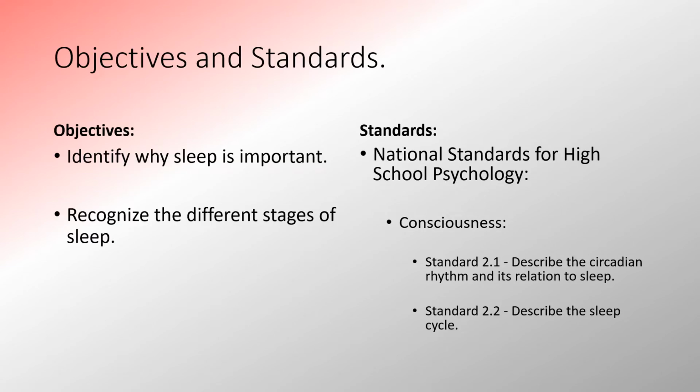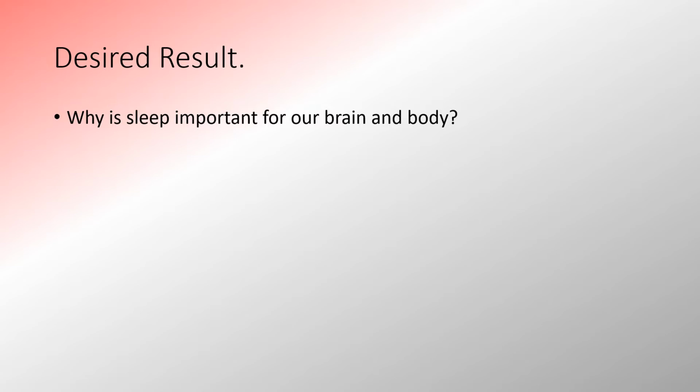So our objectives and standards: to identify why sleep is important, and to recognize the different stages of sleep. Take a moment there to look over the stages, please, or standards. And our desired result: why is sleep important for our brain and body? So think about some of the things we're going to talk about in the lesson today. Why is sleep important for our brain? How does it impact our brain? And why is it important for our body as well?